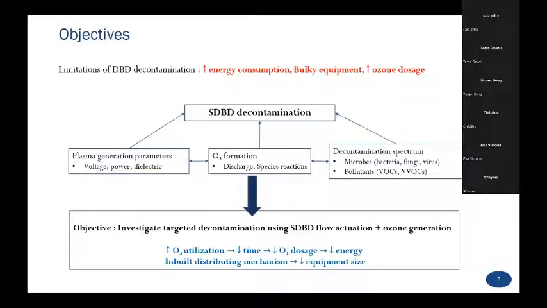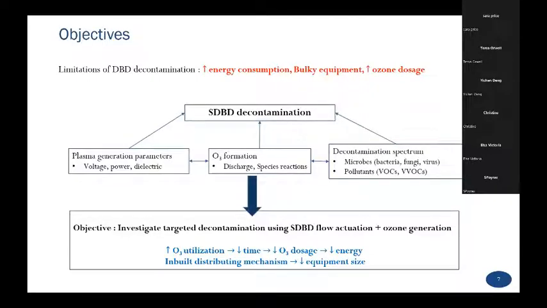Now, the objective of this research is to investigate targeted decontamination using SDBD flow actuation and ozone generation to maximize ozone utilization. In other words, to use most of the ozone generated by the DBD reactor by using the flow actuation that comes with it to reduce the exposure time and required ozone dosage, and this will in turn reduce energy consumed by the reactor itself, which is dependent on the time the reactor is powered up.